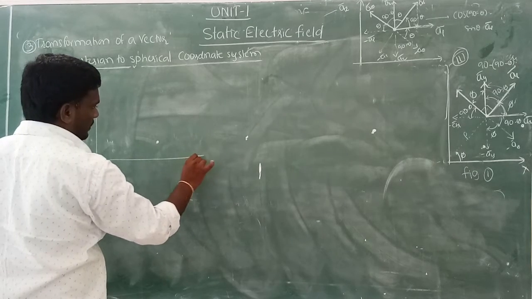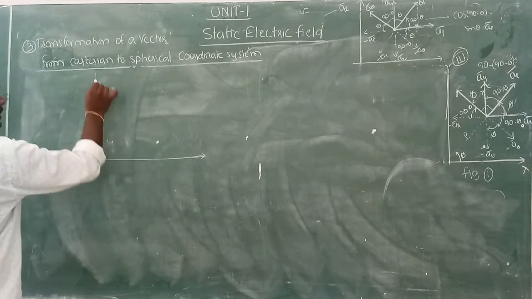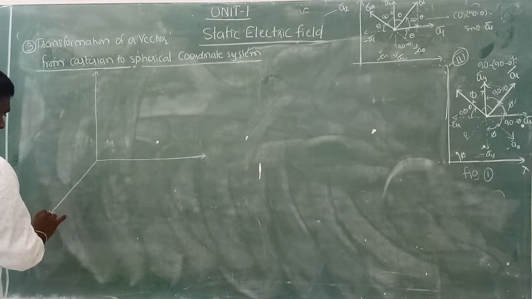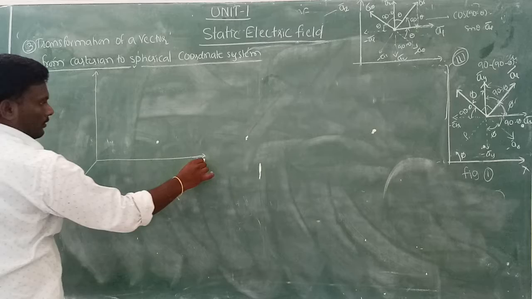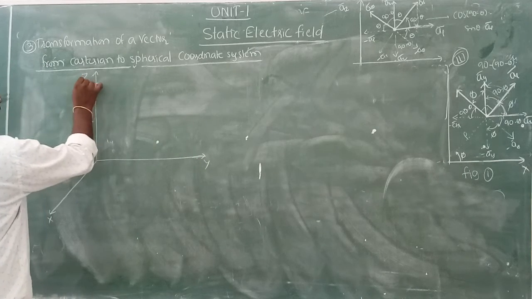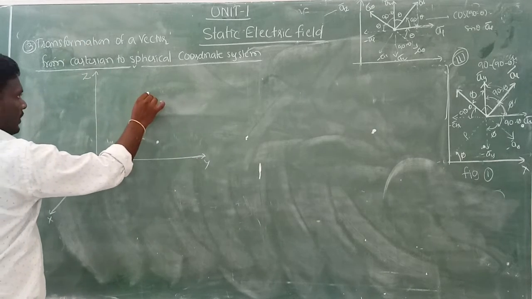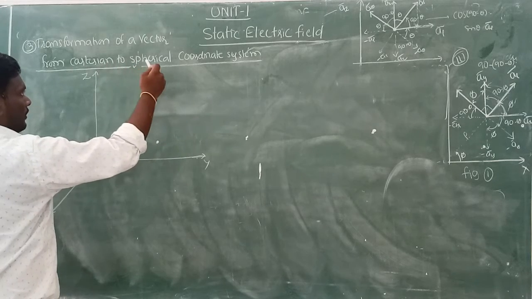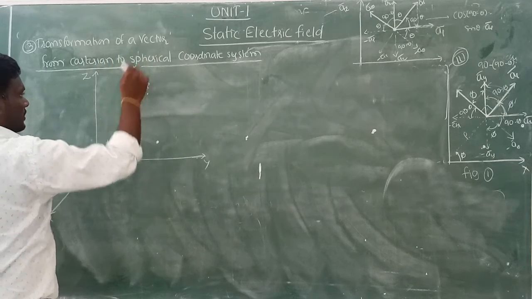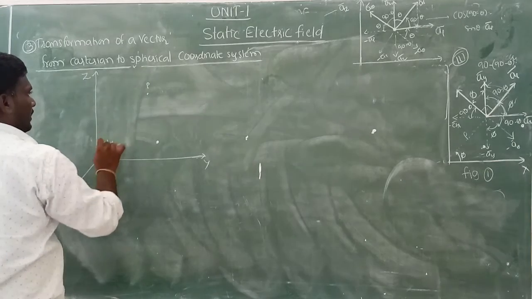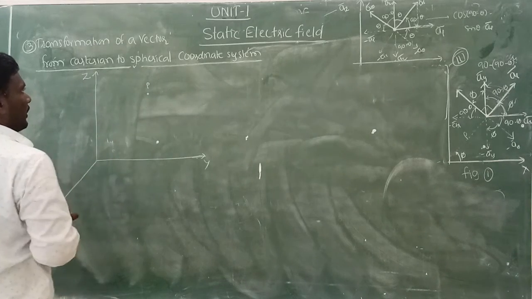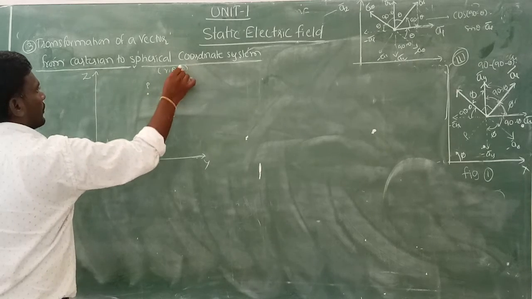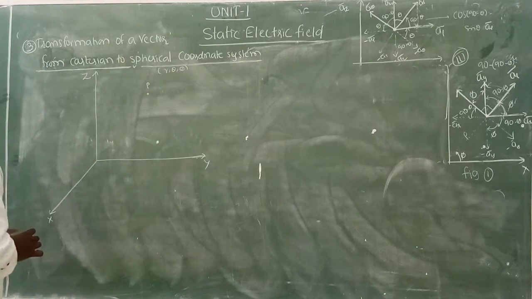Why? Because first of all we need to calculate the angles between the unit vectors. So for this, we have to take the x-axis, y-axis and z-axis. Let us represent a point P of x comma y comma z in the Cartesian coordinate system. Similarly, this point P of r comma theta comma phi in the spherical coordinate system.